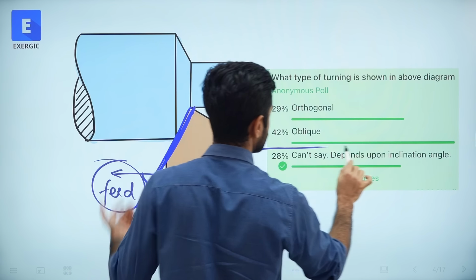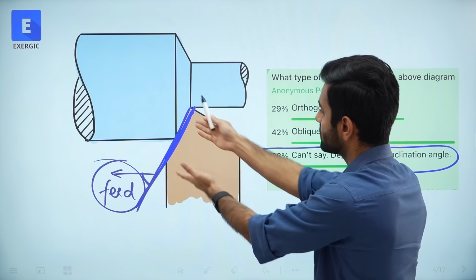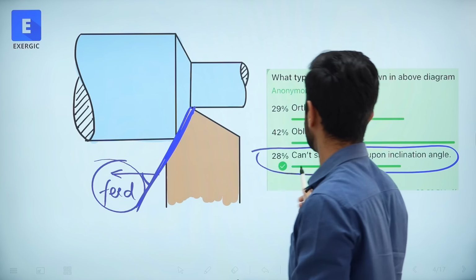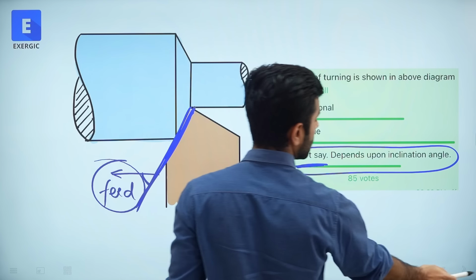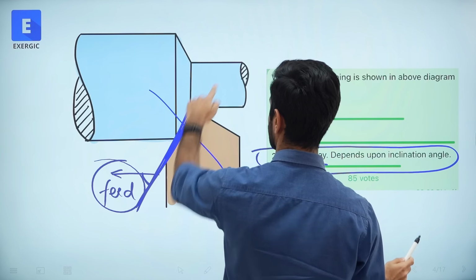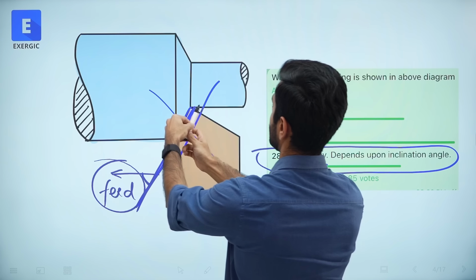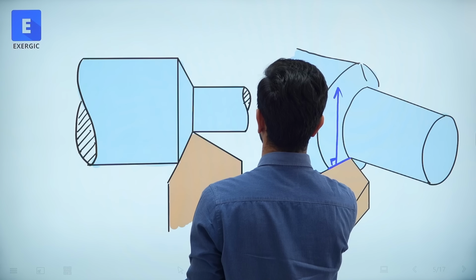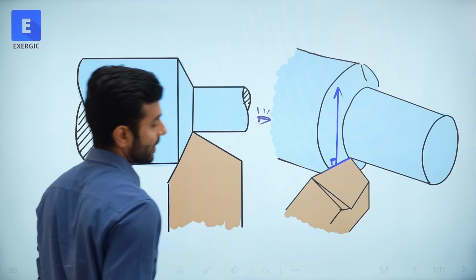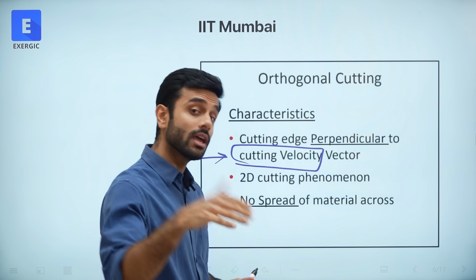That you can't say. This diagram doesn't even tell you what the inclination angle is. So you can't tell. It depends upon inclination angle, right? And inclination angle can only be seen not from this diagram. From this view, how can you tell whether it is like this or like this or like this? You can't tell that. You can only tell that if you look at it from here, or in the isometric view. Or if the question gave you some data.